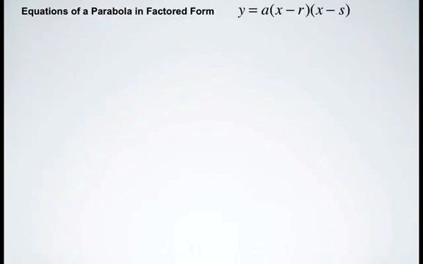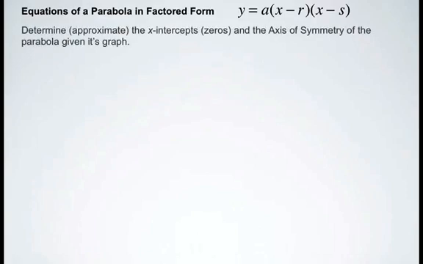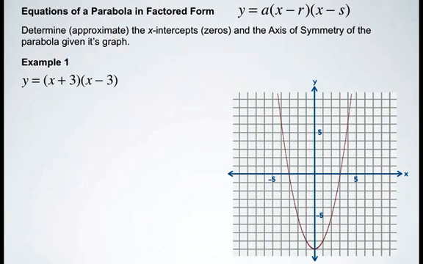We'll continue on with equations of a parabola in factored form. We can determine or approximate the x-intercepts, otherwise known as zeros, and the axis of symmetry of the parabola given its graph. Here's an example. y equals x plus 3 times x minus 3. This is what the parabola of x plus 3, x minus 3 looks like. The zeros, we can locate them here on the graph where they cross the x-axis.